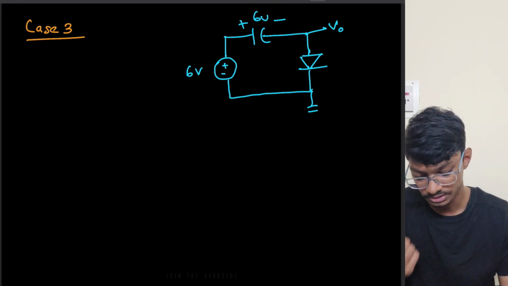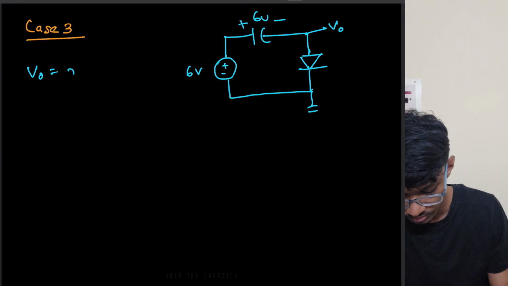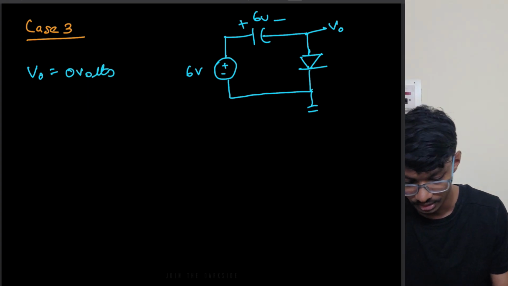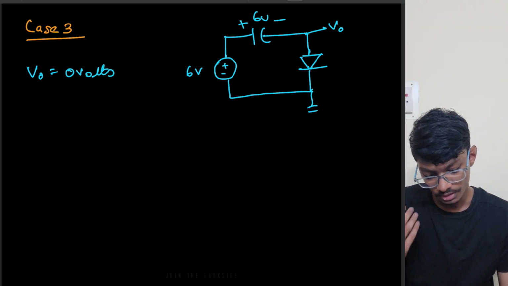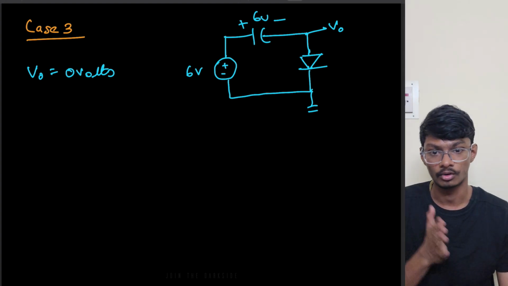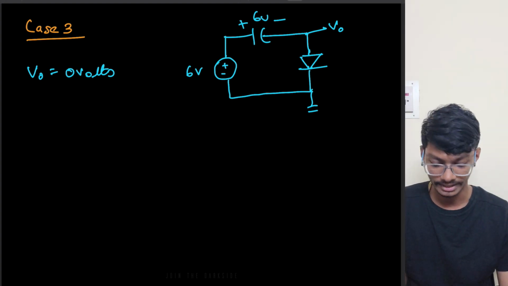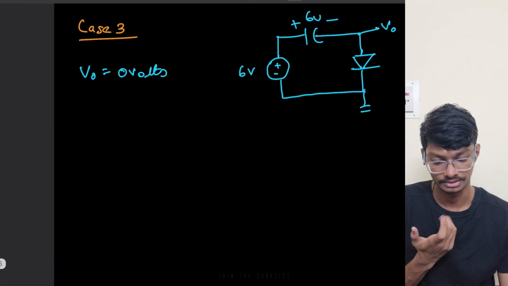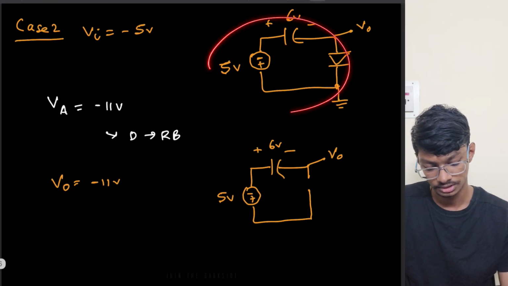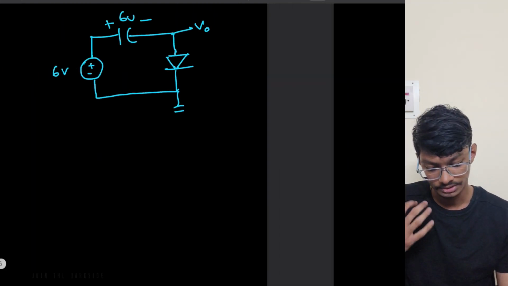So what is VO? VO will remain at 0 volts only. Now we can plot the waveform for the output voltage. So again in the fourth case, what will happen? Same as before, it will be minus 11 volts. Okay, so let us plot the output voltage waveform.